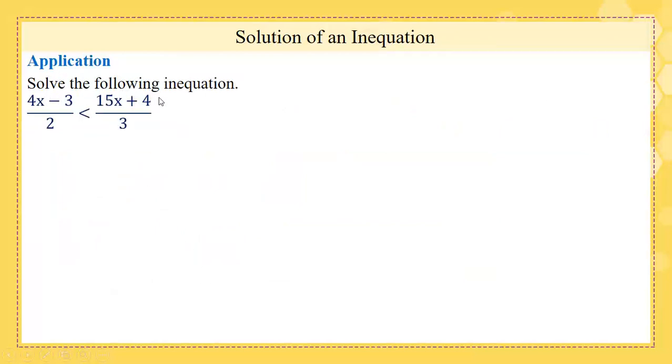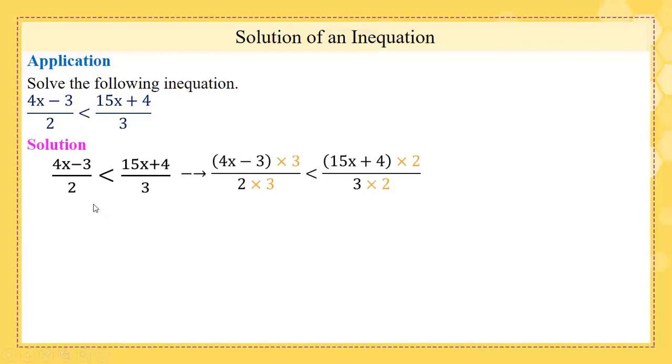Application: solve the following inequation. Please pause the video and try it by yourself. Solution: of course, in step 1, we need to make a common denominator, so we multiply 2 by 3 and 3 by 2. The common denominator is 6. So we get the following inequation.